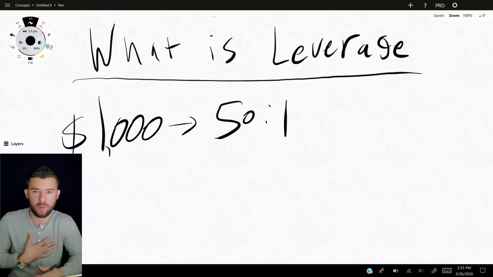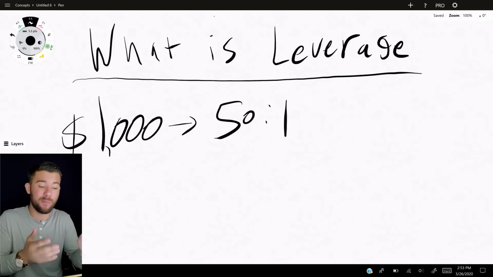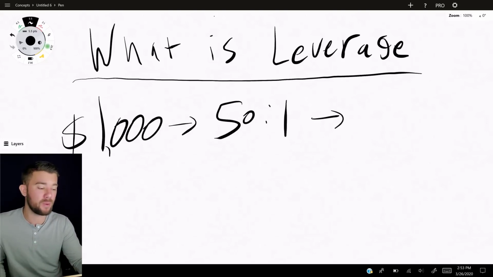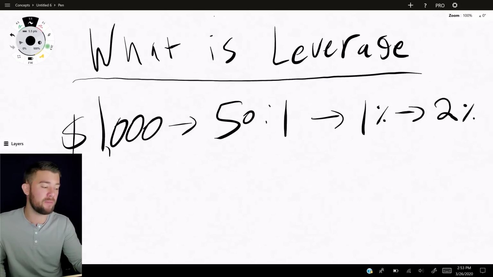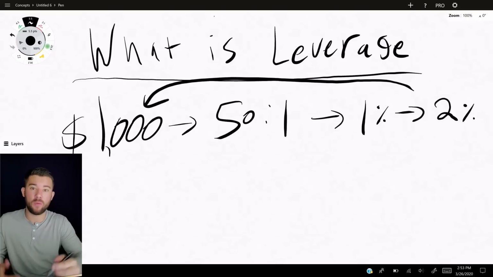For me, and only for me, I'm not suggesting anything to you. This is for entertainment. I hope you're entertained. For me, I risk between 1 and 2% of my total account balance per trade. So in this case, that would be $10 to $20. Let's keep it simple with $10.